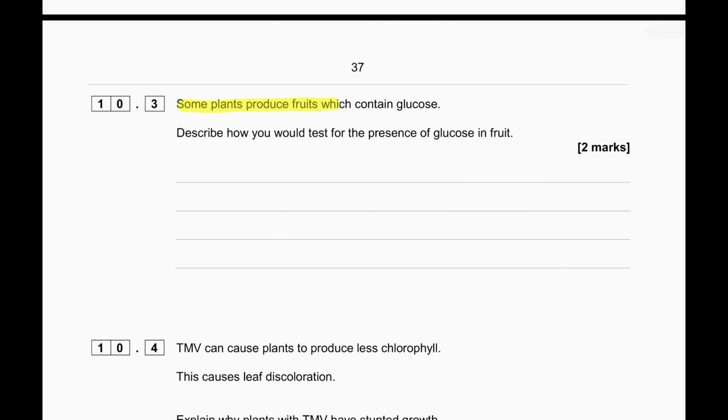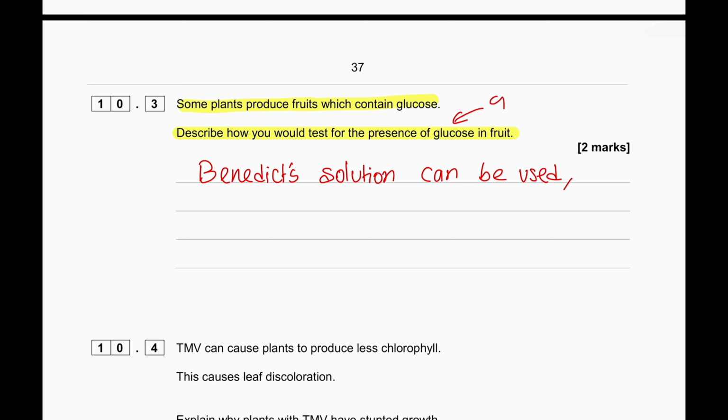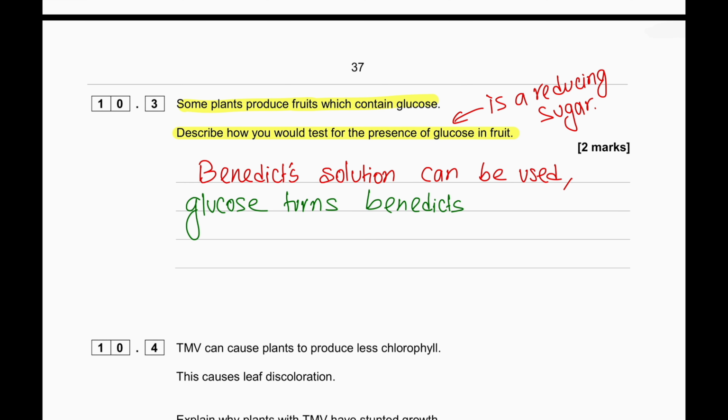Some plants produce fruits which contain glucose. Describe how you would test for the presence of glucose in fruit. Glucose can be tested using Benedict solution because glucose is a reducing sugar. So if we use a Benedict solution and we heat the Benedict solution along with the fruit juice, then we will see that the solution will turn from blue to orange. The Benedict solution has a blue color, which will then turn to orange, indicating the presence of glucose.